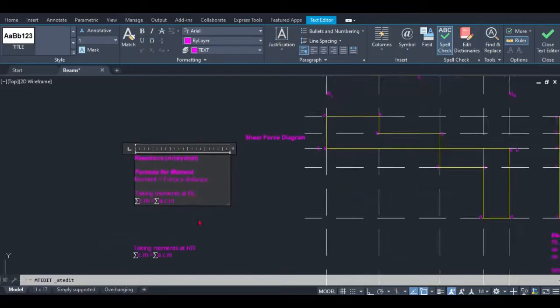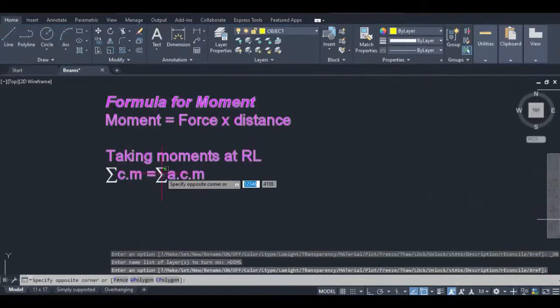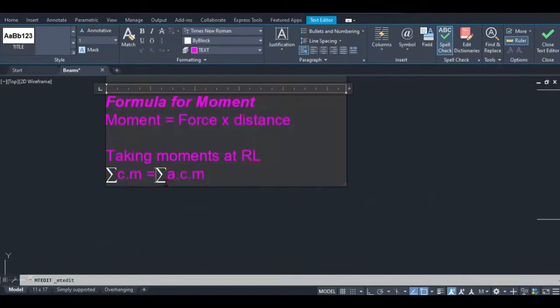So you may be familiar with these symbols from math, and it simply is a sigma and it stands for sum. So taking moments at the left reaction, we're applying now the law of moment, and it says that the sum of the clockwise moment, Cm, is equal to the sum of the anti-clockwise moment, and that's for a beam that is in equilibrium, which is a condition of this beam that we're working with. It is in equilibrium, and that's why we can go ahead and calculate the reactions. So the sum of the clockwise moment is equal to the sum of the anti-clockwise moment.